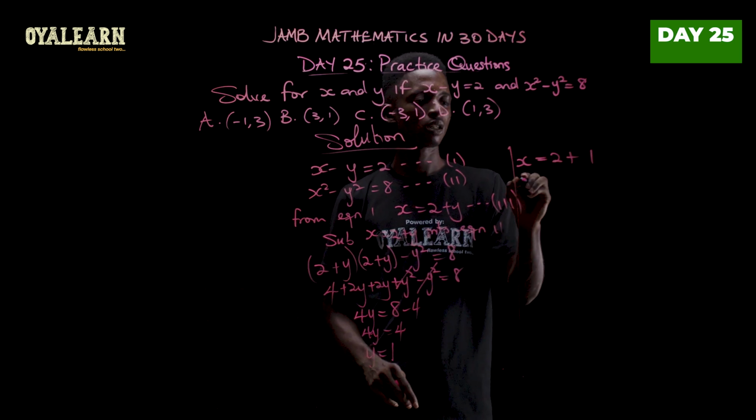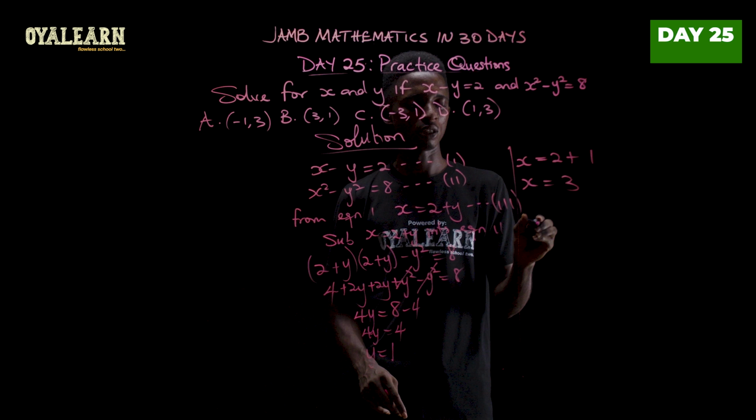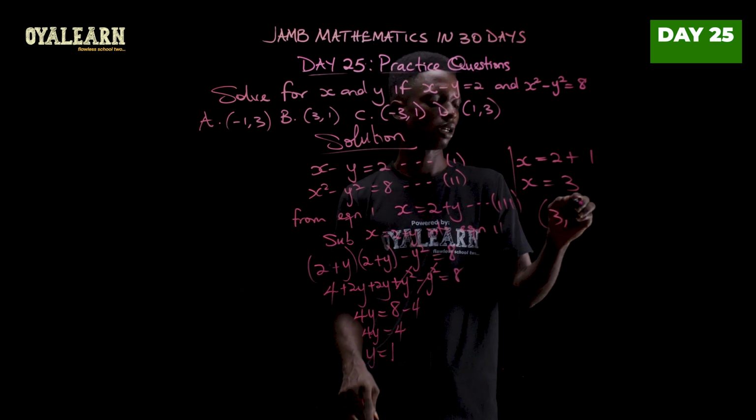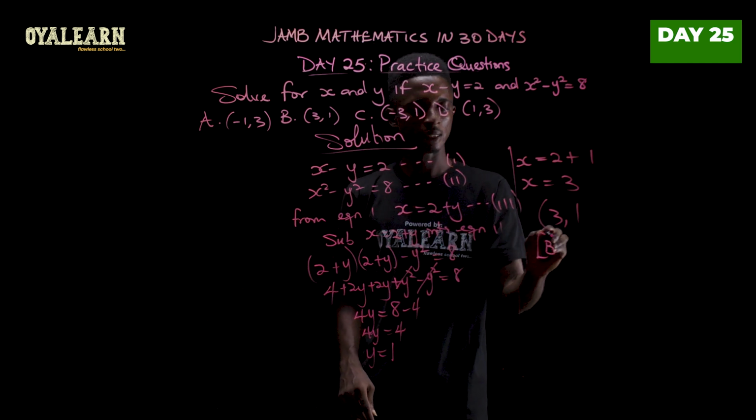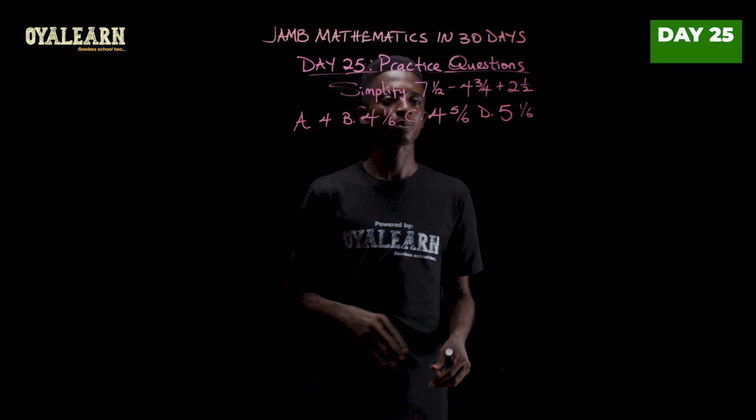y is 1, so x is 2 plus 1, which is 3. So our answer is (3, 1). That is option B.